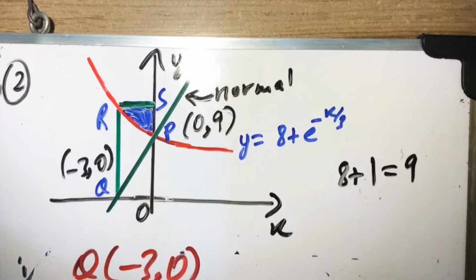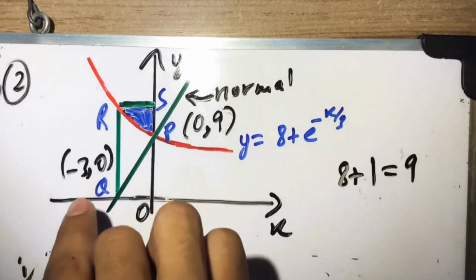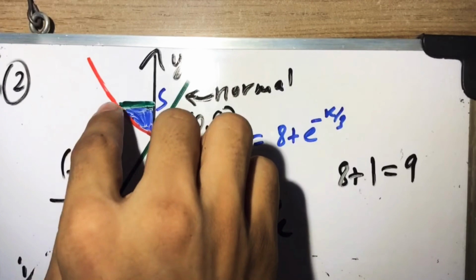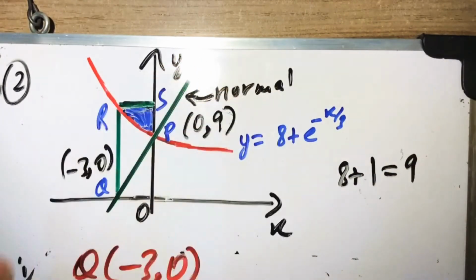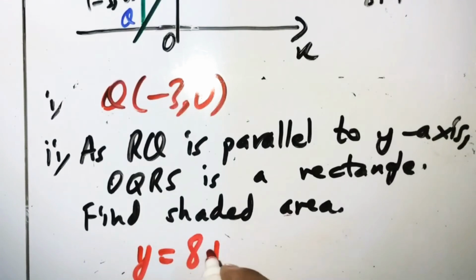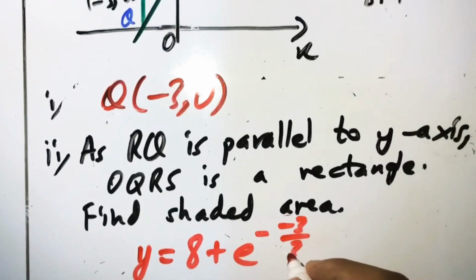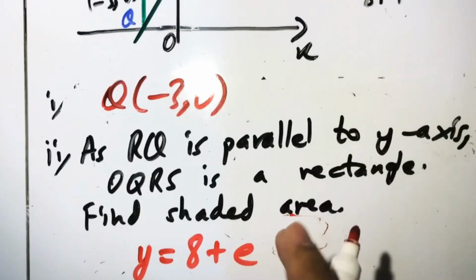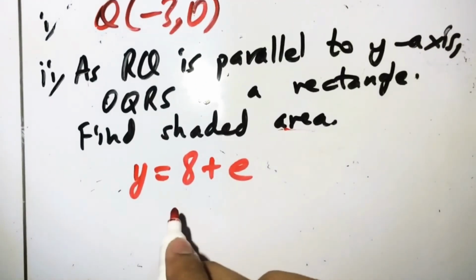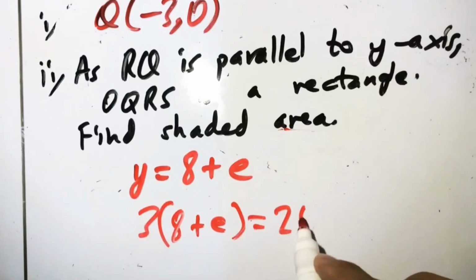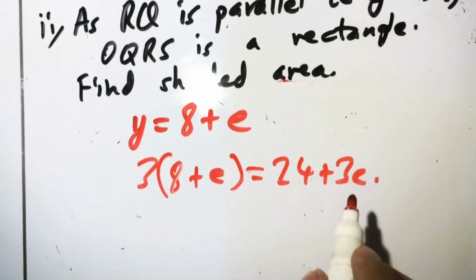So for the area of the rectangle we need the length, and the width we have as 3 because Q is minus 3. For the length, we'll substitute the value of minus 3 into the curve to find the y coordinate of point R. So that will be the length of the rectangle. So y equals 8 plus e to the power minus 3 upon 3. These get cancelled. This becomes minus 1 into minus 1 plus 1. So 8 plus e is the length. Now for the area, we'll have 8 plus e into 3, that is the width. So 24 plus 3e. This is the area of the rectangle.